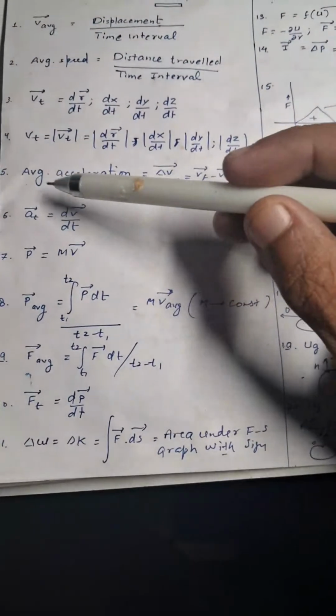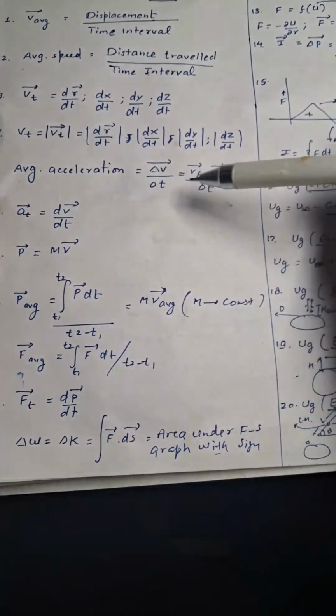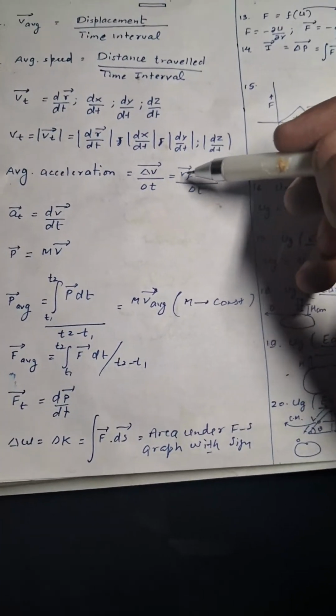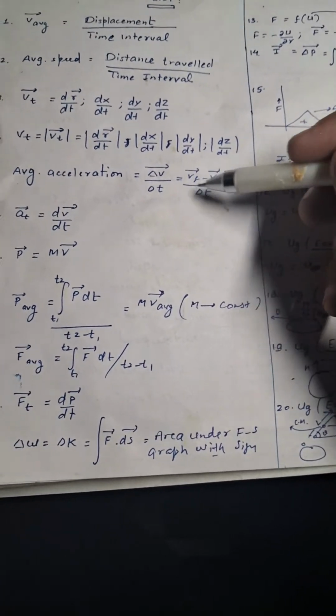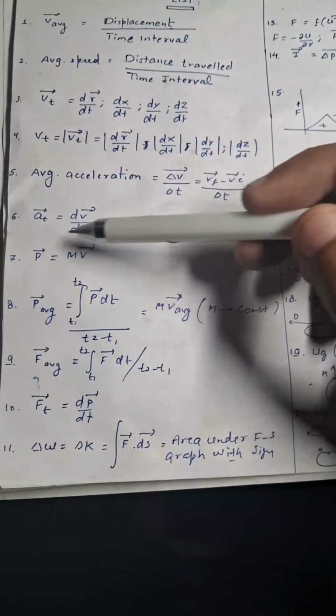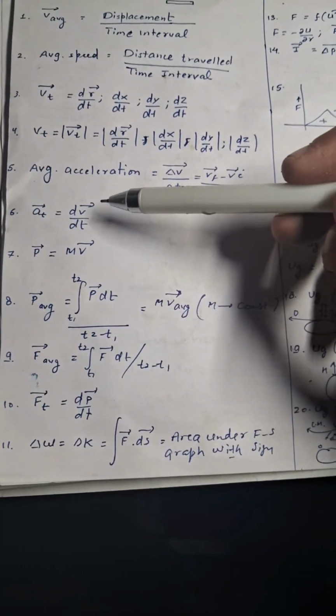respectively. Then we have another point regarding average acceleration. So average acceleration is change in velocity per unit time, which is final velocity minus initial velocity by time interval. Then we have another point related to instantaneous acceleration, it is dv by dt.